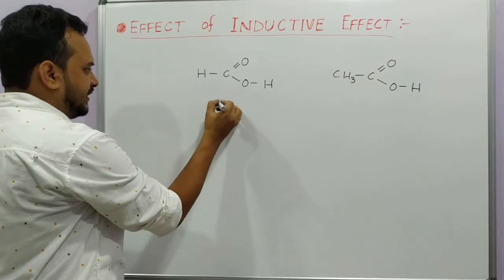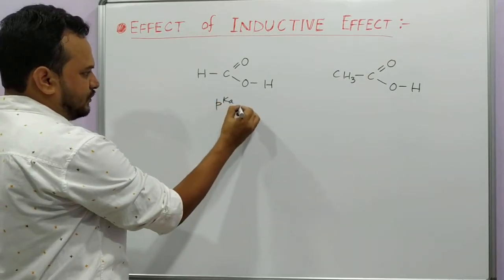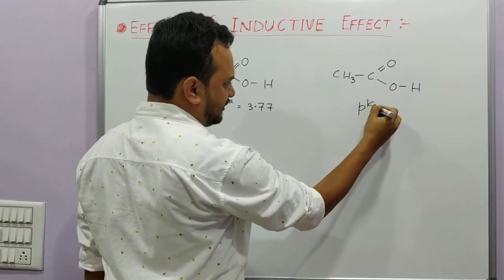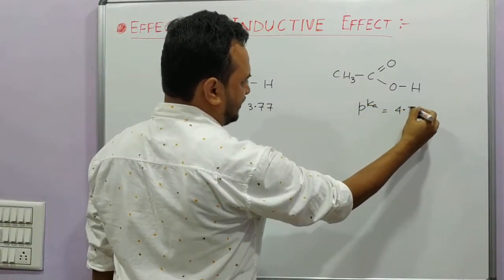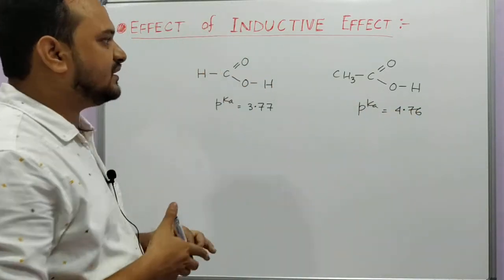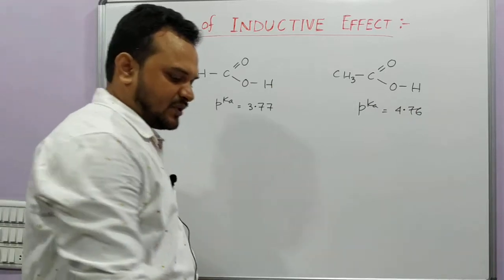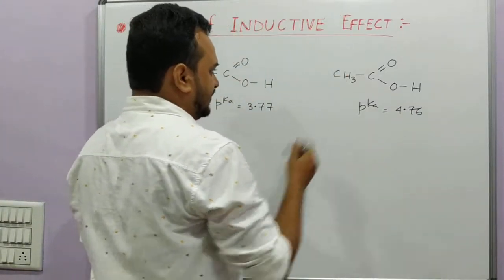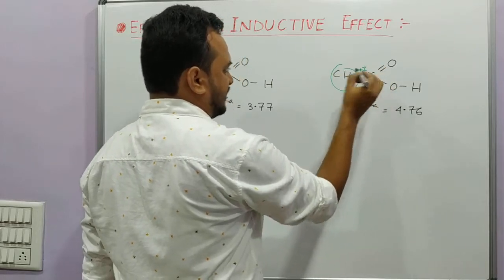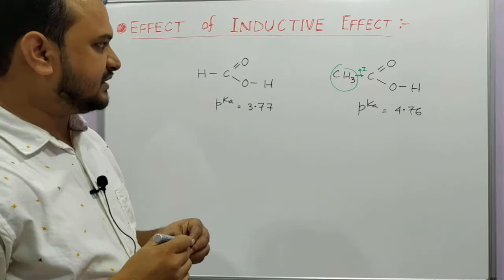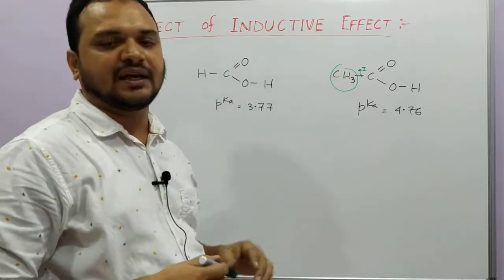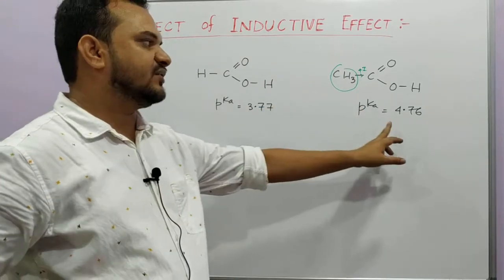Okay, so here the experimentally obtained pKa value is equal to 3.77, and here the experimentally obtained pKa value is equal to 4.76. So clearly formic acid is a much stronger acid than acetic acid, right? Because here you can see this methyl group has a plus I effect, right? That means it is pushing the electron density, making this OH bond less polar. As a result, on going from formic acid to acetic acid, the acid strength decreases significantly.